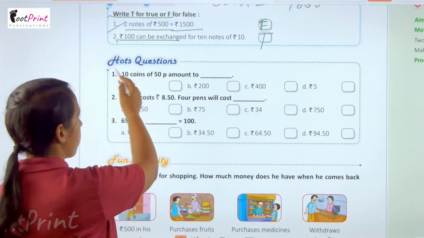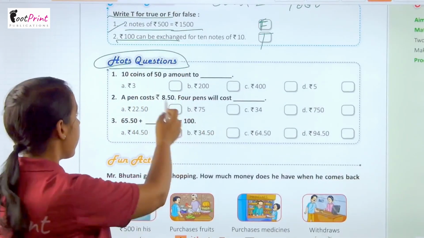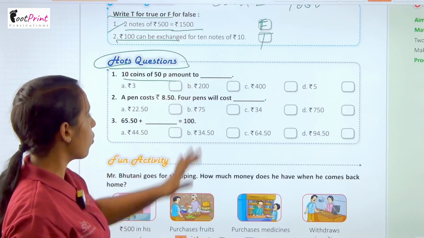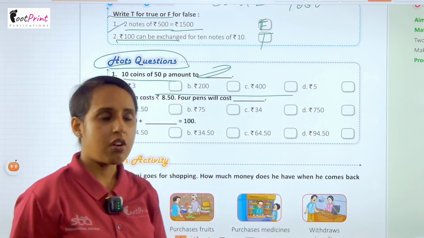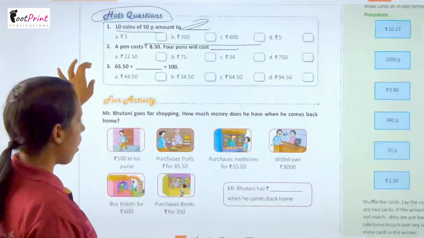Okay. Now we have some more questions. You have to do them by yourself. 10 coins of 50 paise amount to B. You have to write that using the options.